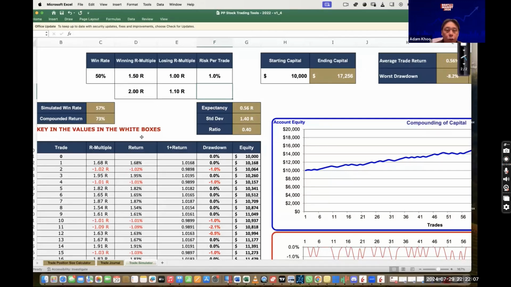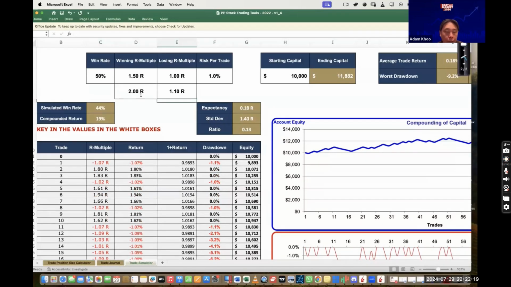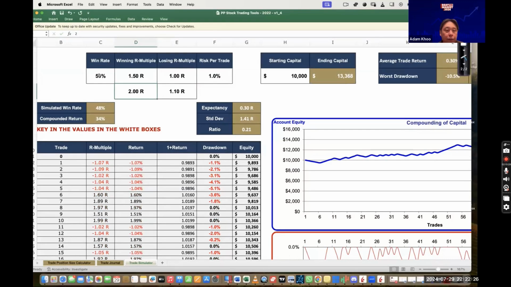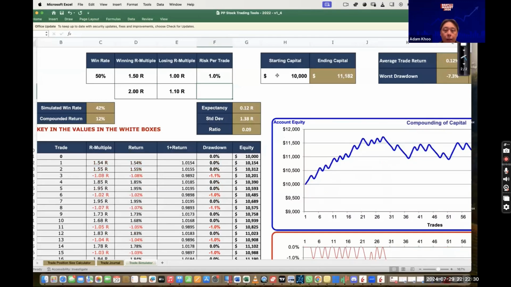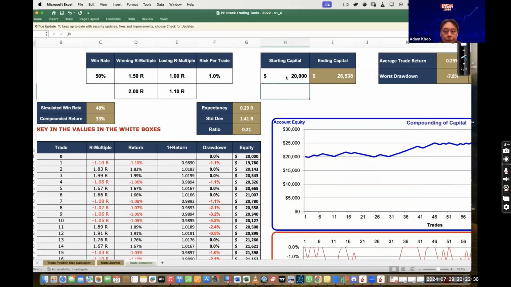So you can see that if you have a win rate of 50%, and each time you lose 1 R. Sometimes you may lose 1.1 R. And when you win 2 R. But you don't always win 2 R. Sometimes you win 1.5 R, right? So you put in all these variables, and let's say you risk 1% of your money, and you start with $10,000, or you could start with $20,000, whatever it is, right? You put in the variables.